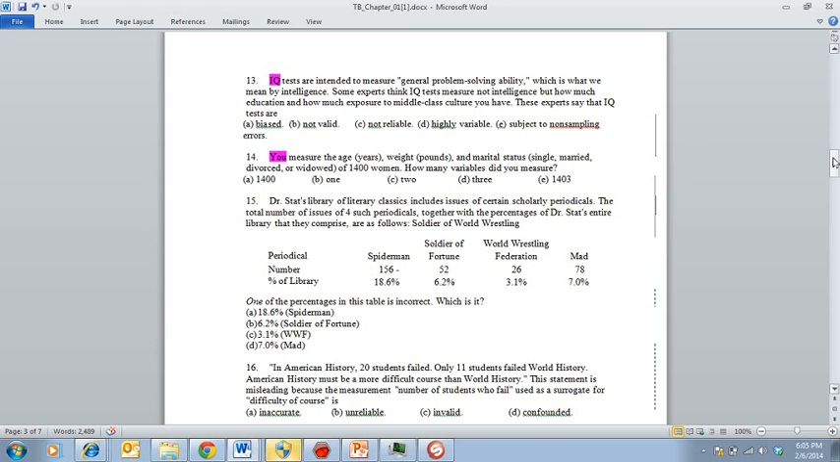Again, it's going to be not valid. It is not a valid way to measure your intelligence. It's saying it's a way to only measure how much education and exposure to culture that you have.